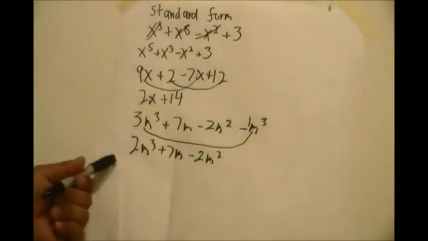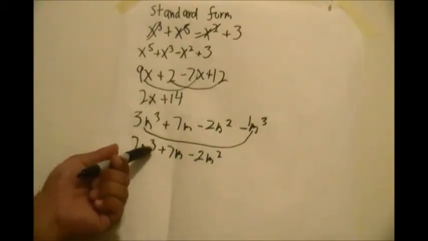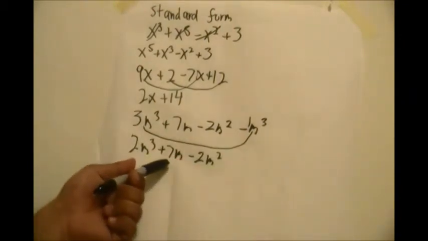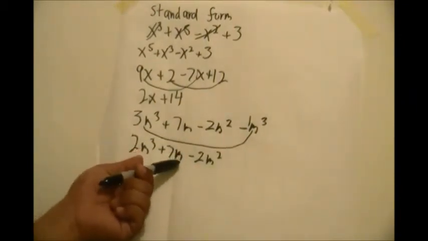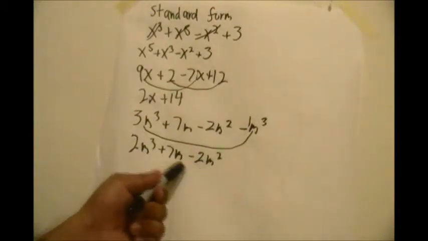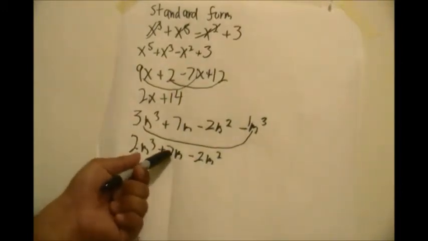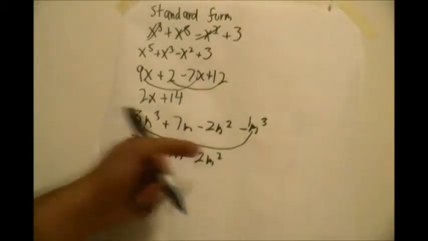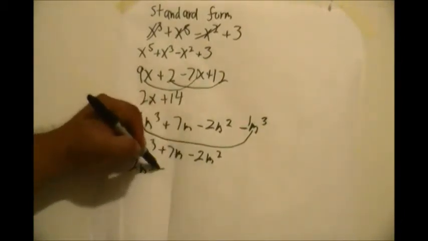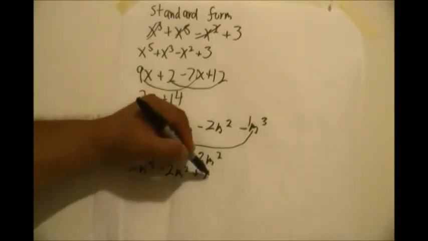So, is this in standard form? Remember, it has to go from greatest term to least term, right? Well, m cubed, is that greater than the other two? Yeah, right? 7m, or just m, is that greater than m squared? No, it isn't. See, this is out of place. So we have to bring negative 2m squared over and 7m to the last spot. So it's going to be 2m cubed minus 2m squared plus 7m.